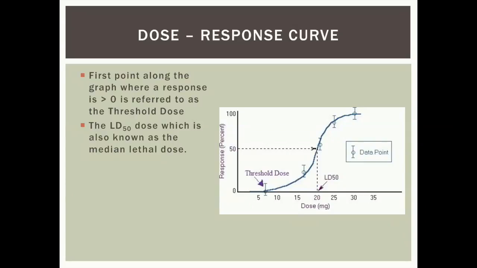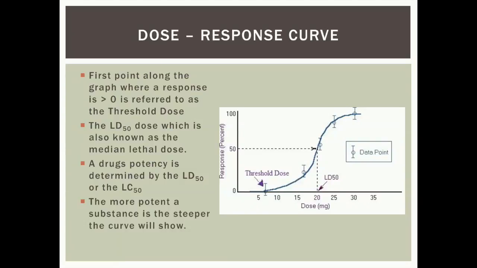The LD50 dose is also known as the median lethal dose. This is the dose in which 50% of lab animals exposed to the toxin die as a result. A drug's potency is therefore determined by this LD50 dosage. The more potent a substance is, the steeper the curve will be.